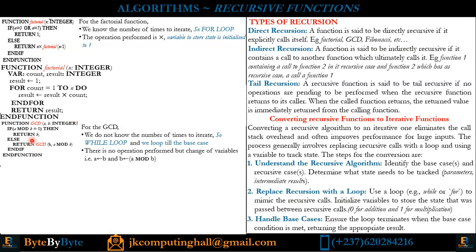And our base case here is that what? a mod b is 0. Now, there is no operation performed but change of variable. That is, a becomes b and b becomes the remainder when a is divided by b.